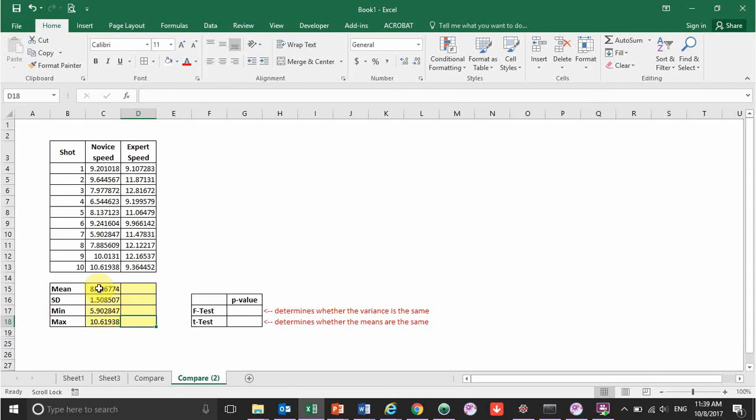Most of the shots were well within that. There were a few that were slower than that and a few that were faster than that. The slowest one was about 5.9 and the fastest one was about 10.6.